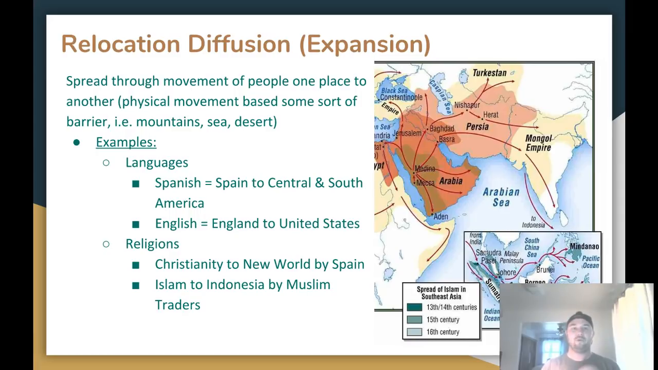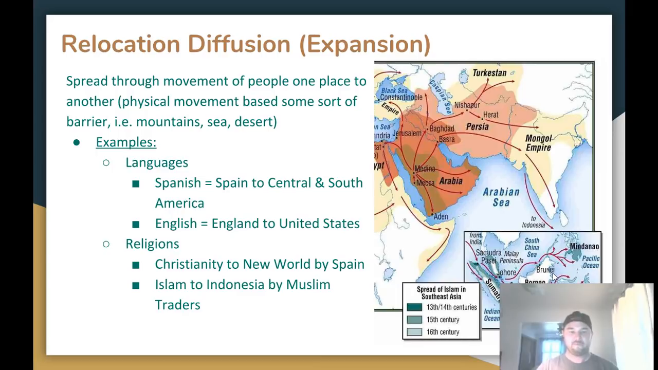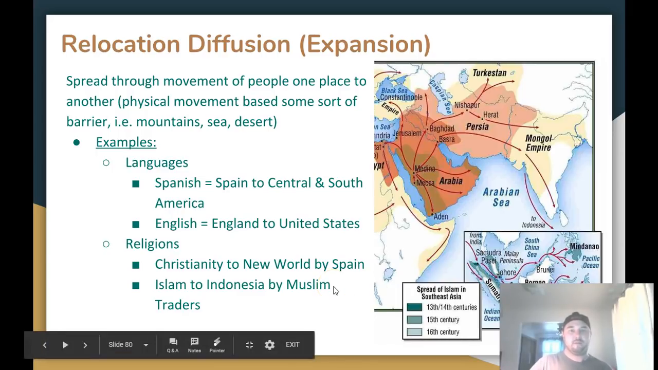Christianity to the New World. When the Spaniards came, the conquistadors came to the New World, they brought that kind of Catholic Christian faith with them. Islam, here's kind of the spread of Islam. You would not call this really relocation because it's all right next to it. But once they cross the ocean and go to these islands down here, which now becomes modern-day Indonesia, that's going to be relocation diffusion of the Muslim faith throughout that part of the world.